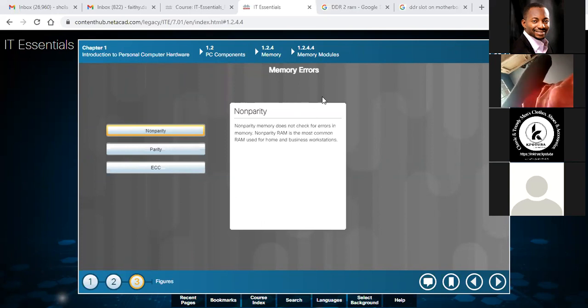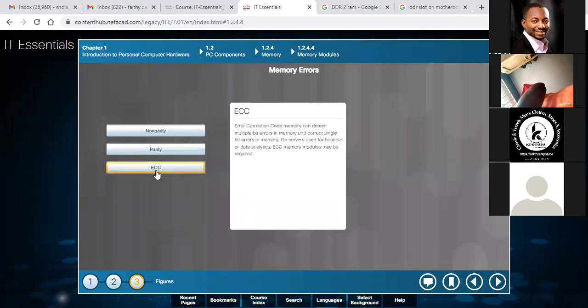So we're going to talk about the memory errors now. We have three types: the non-parity, the parity, and the ECC. Now, the non-parity memory does not check for errors in memory. Non-parity RAM is the most common RAM used for home and business workstations. Then we have parity memory. The parity memory contains 8 bits for data and 1 bit for error checking. The error checking bit is called a parity bit. Then the ECC is the error correction code memory, which can detect multiple bit errors in memory and correct single bit errors in memory. On servers used for financial or data analytics, ECC memory modules may be required.